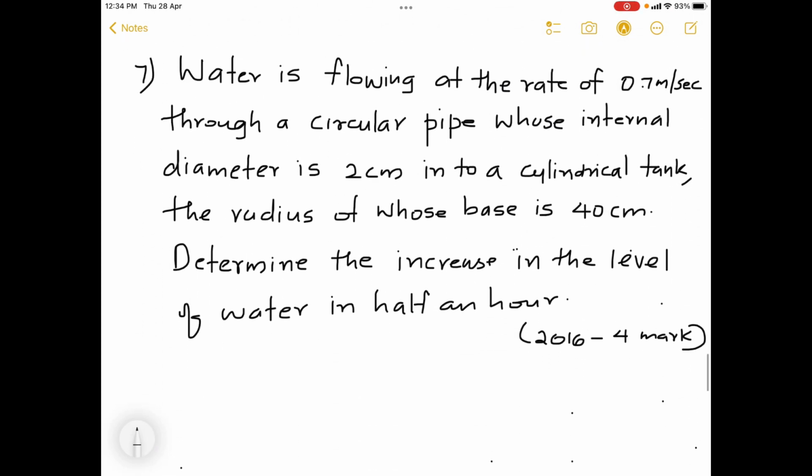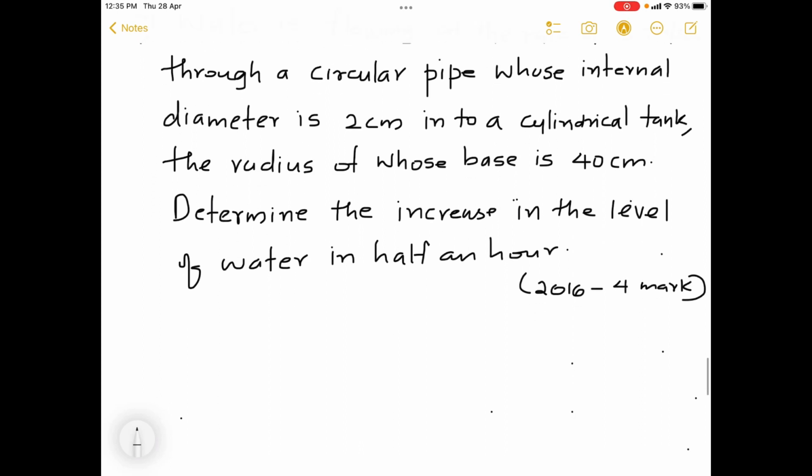Okay. Next question. Water is flowing at the rate of 0.7 meter per second through a circular pipe whose internal diameter is 2 centimeter into a cylindrical tank. The radius of the tank base is 40 centimeter. Determine the increase in the level of water in half an hour.